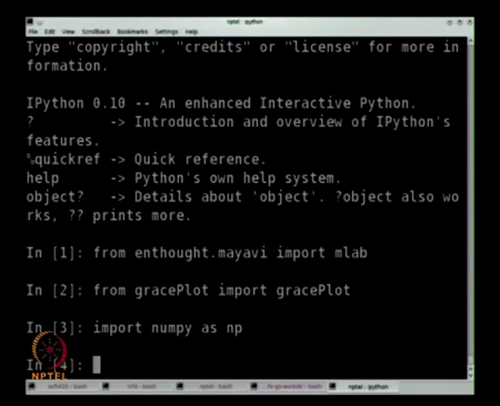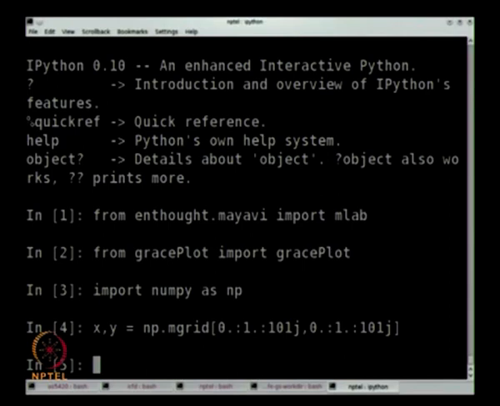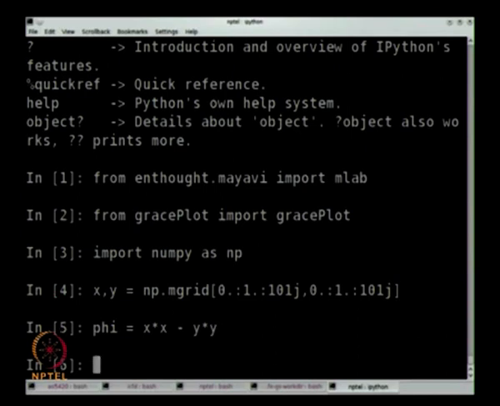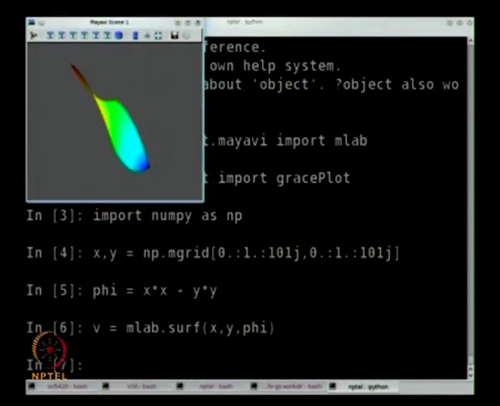So I am going to redo the 101 by 101 grid. I created the 101 by 101 grid, right? Phi is x star x minus y star y. I don't know how many of you have tried using Mayavi so far, but it's relatively straightforward to use. So what I do is I say V equals mlab dot surface x comma y comma phi. This is to show you what the initial solution looks like, and that should generate something that looks like that.